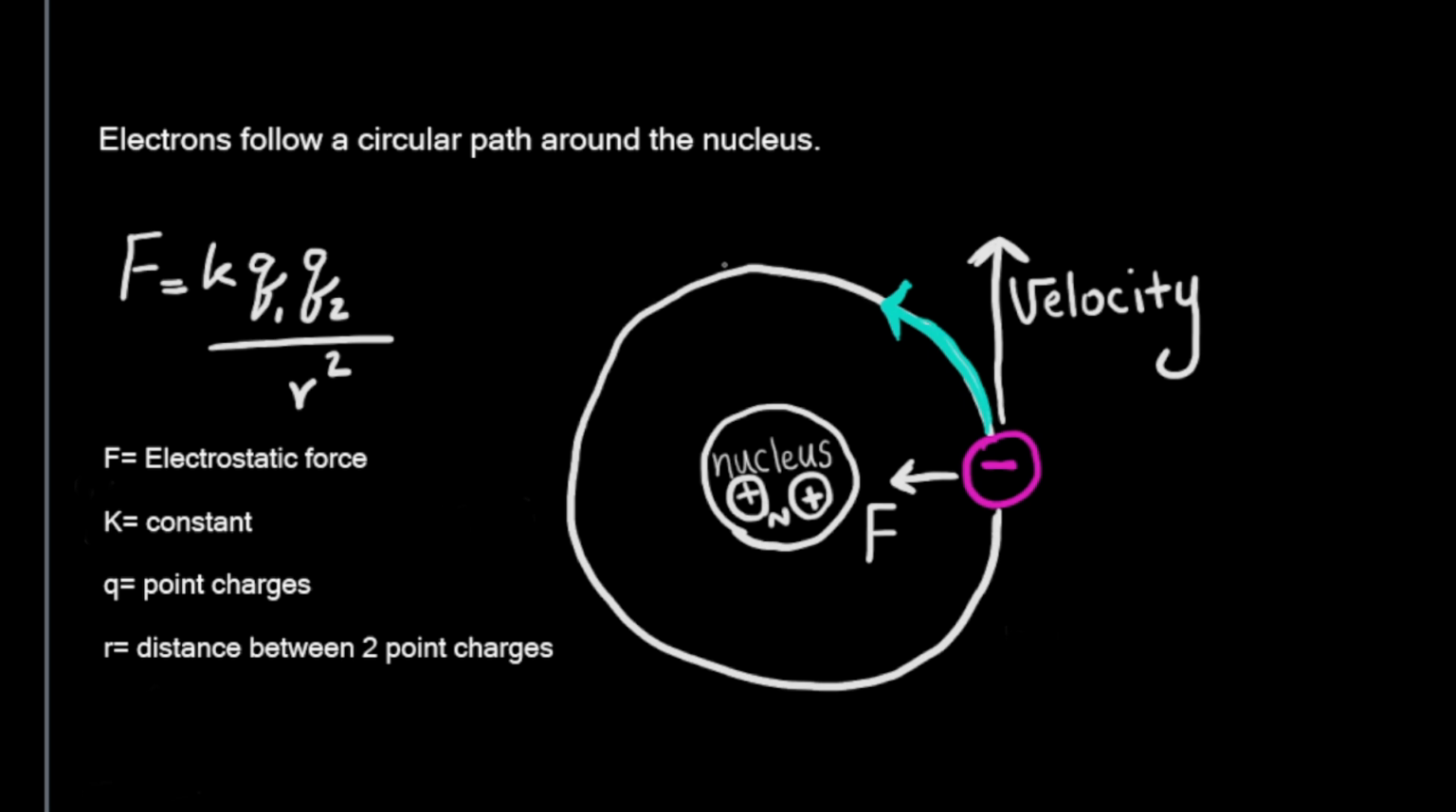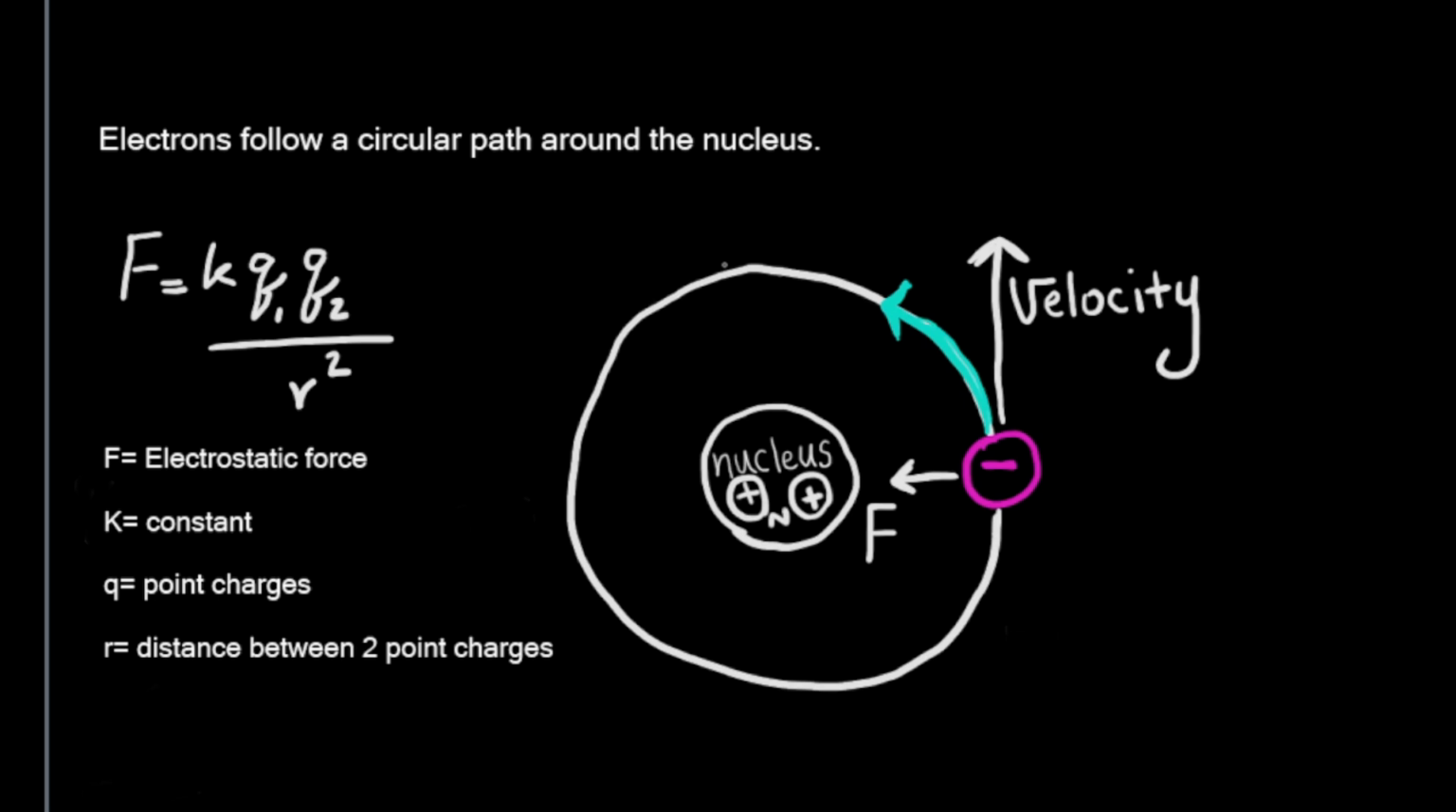The equation that I just stated, F equals K times Q1 times Q2 divided by R squared, tells us that the protons and electrons are attracted to one another, and electrons are pulled toward the nucleus. So, if this equation points to the fact that electrons are attracted to protons, what prevents electrons from falling into the nucleus?